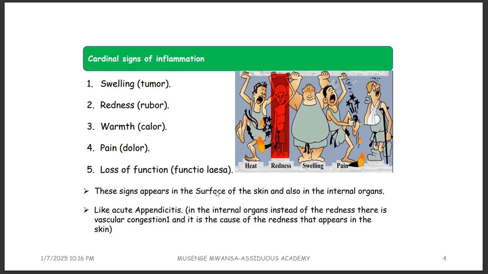These signs of inflammation can appear on the surface of the skin and may also happen in internal organs, like in acute appendicitis.